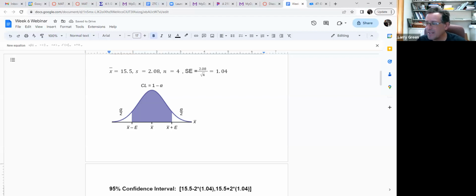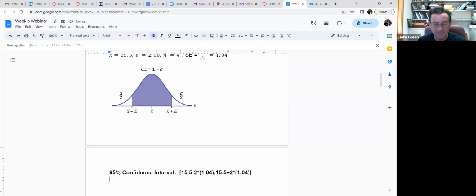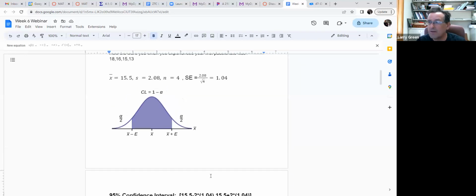Any questions on this idea? Okay, and that will be our 95% confidence interval for the population mean age of first kiss. Okay, and I could do this calculation. Could use a calculator, but I can probably do this in my head, because 2 times 1.04. Why am I using 1.04? Because it's a standard error.